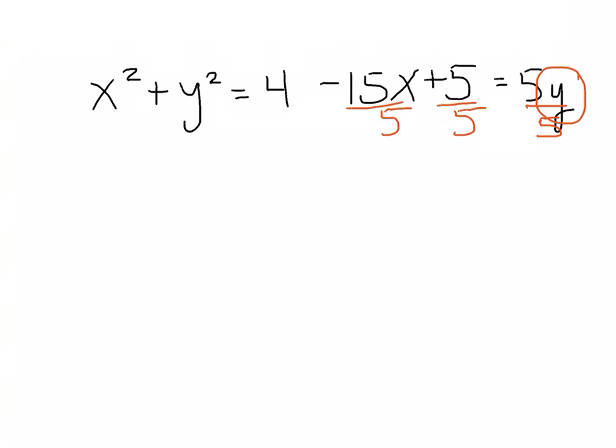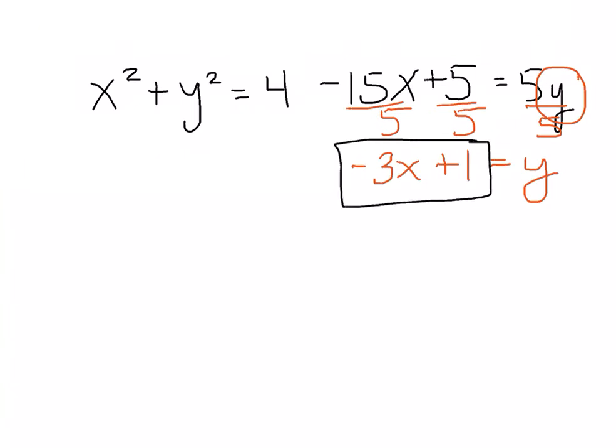What's -15x divided by 5? -3x. What's 5 divided by 5? 1. And 5 divided by 5 again is 1. So now, once I do that, I'm going to take this part of the problem and I'm going to stick it into the other equation for that letter. I'm using substitution. I'm physically subbing something in for something else. So I have x squared plus, parentheses, -3x plus 1 squared equals 4.